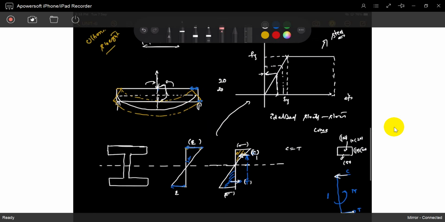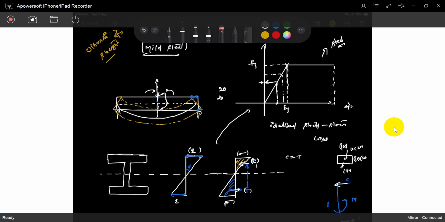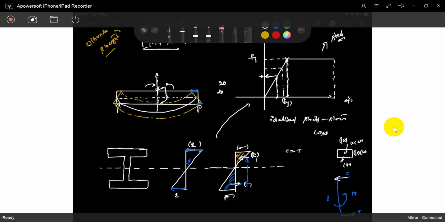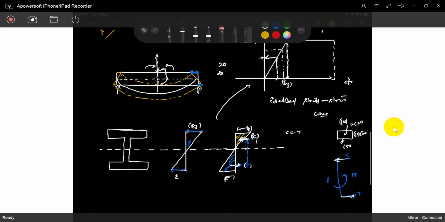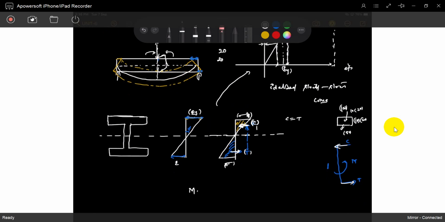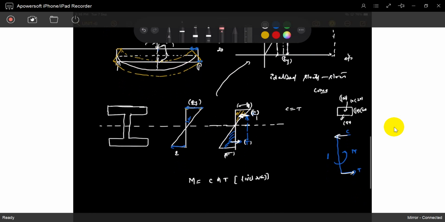So up to what limit? Up to exactly the elastic limit. At the elastic strain, this is the elastic stress, and it will reproduce exactly. This is the compressive force, this is the tensile force. So what is the moment? Compressive force or tensile force multiplied by the lever arm. This is the bending stress, which you already covered in the bending stresses chapter. That is the lever arm.